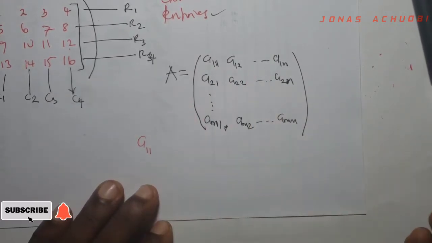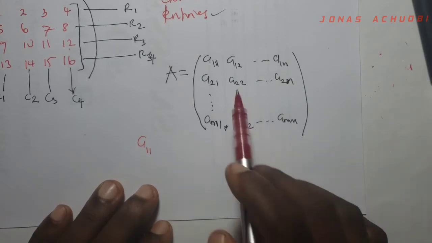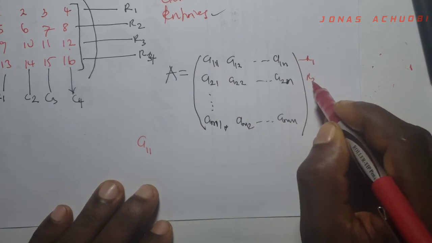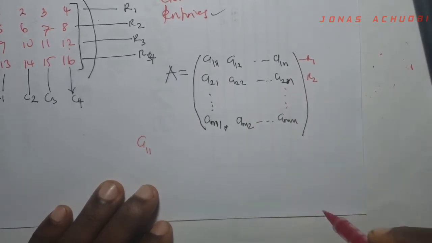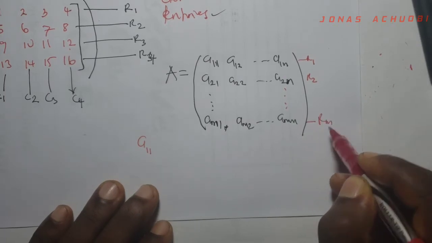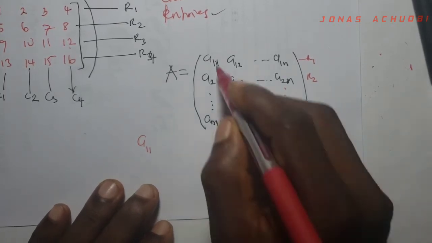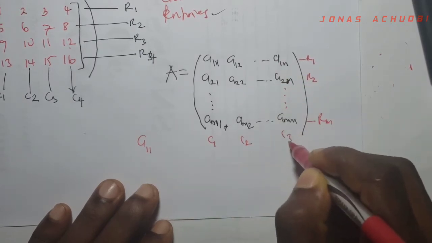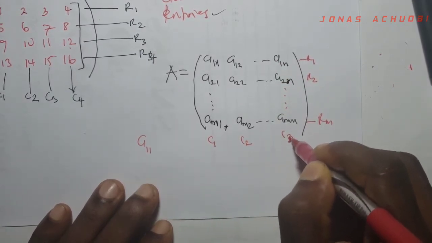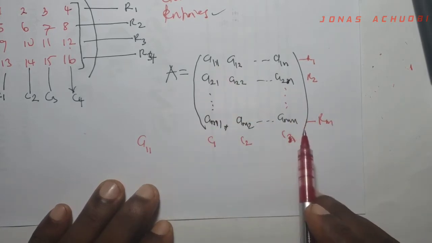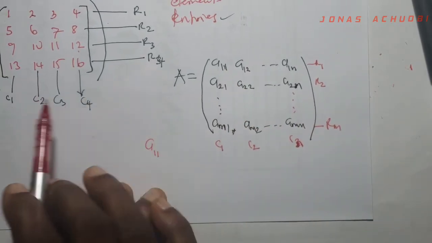This is a matrix with how many rows and how many columns? Let's see. This is row 1. This is row 2. This dot means that the rows go on and on, until the last row is row m. Then this is column 1, column 2, column 3, column n. So this matrix has m rows and n columns, while the matrix here has 4 rows and 4 columns.